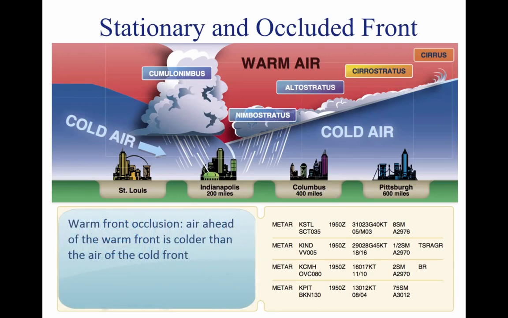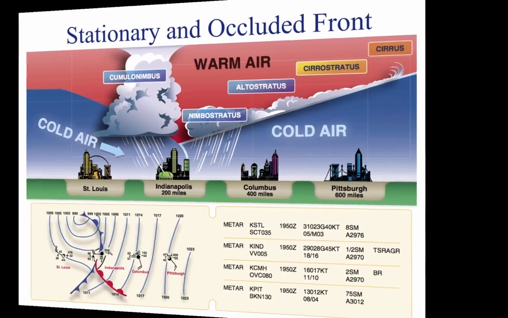is relatively stable. A warm front occlusion occurs when the air ahead of the warm front is colder than the air of the cold front. When this is the case, the cold front rides up and over the warm front. If the air forced aloft by the warm front occlusion is unstable, the weather is more severe than the weather found in a cold front occlusion. Embedded thunderstorms, rain, and fog are likely to occur.